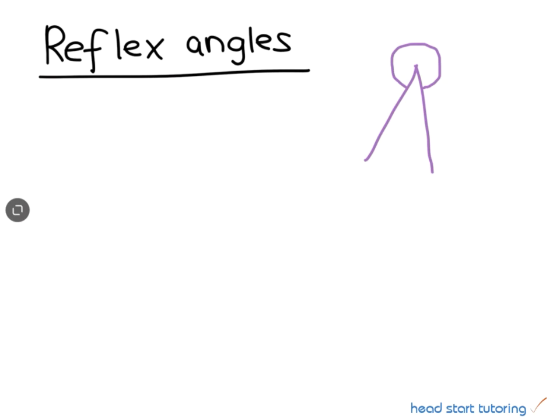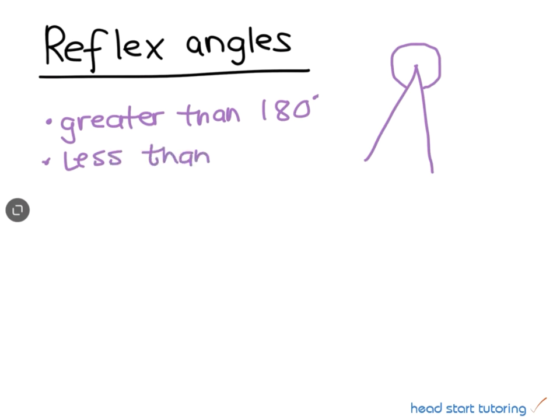So a reflex angle is greater than 180, greater than our straight line, or 180 degrees, because a straight line is equal to 180 degrees, but it is less than our full revolution, which is equal to 360 degrees. So our full revolution is equal to 360 degrees, so it is less than a full revolution, but it is greater than 180 degrees.